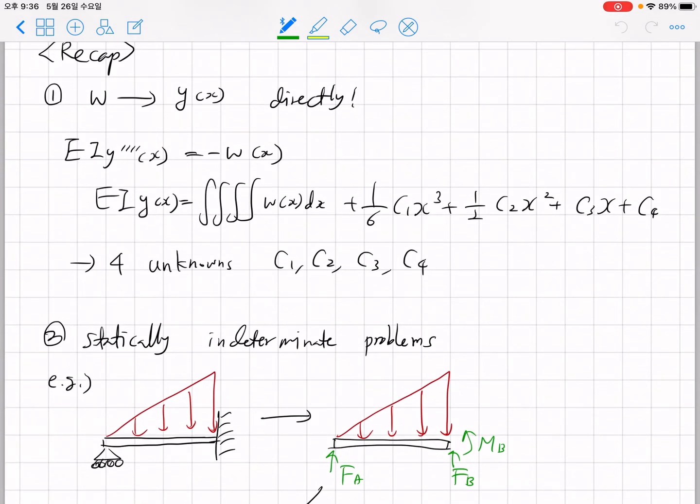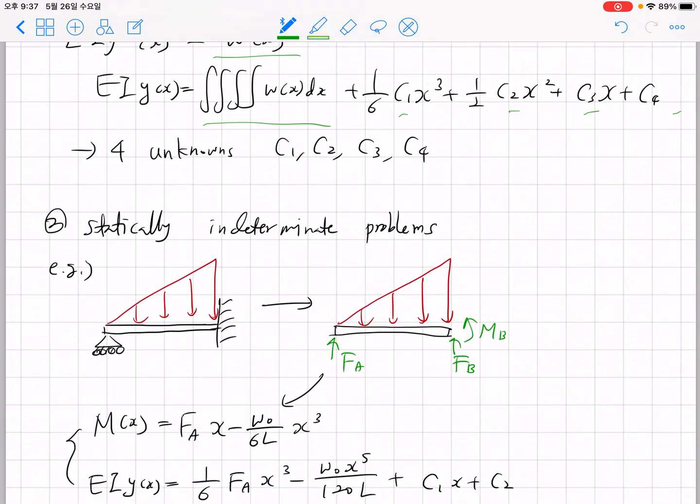In the previous lecture, I introduced the quadruple integration method, where we begin from the distributed loading and obtain the elastic curve. In quadruple integration, we end up having 4 unknown integration constants, and we have to find 4 coupled linear equations to solve for these 4 unknowns.